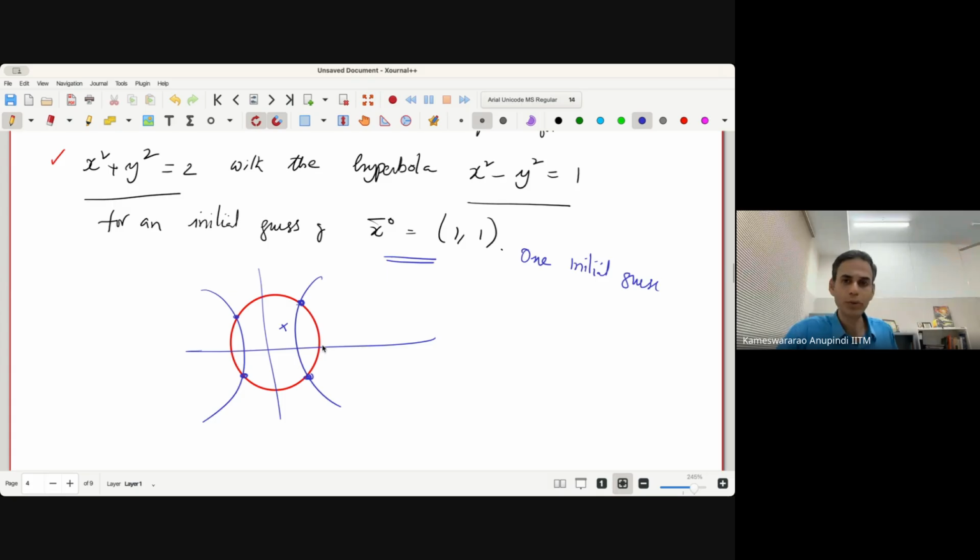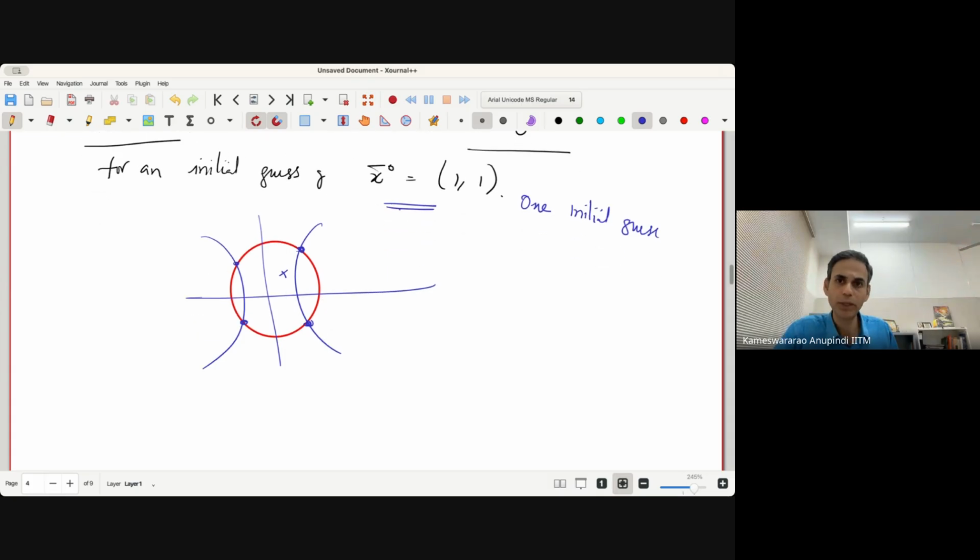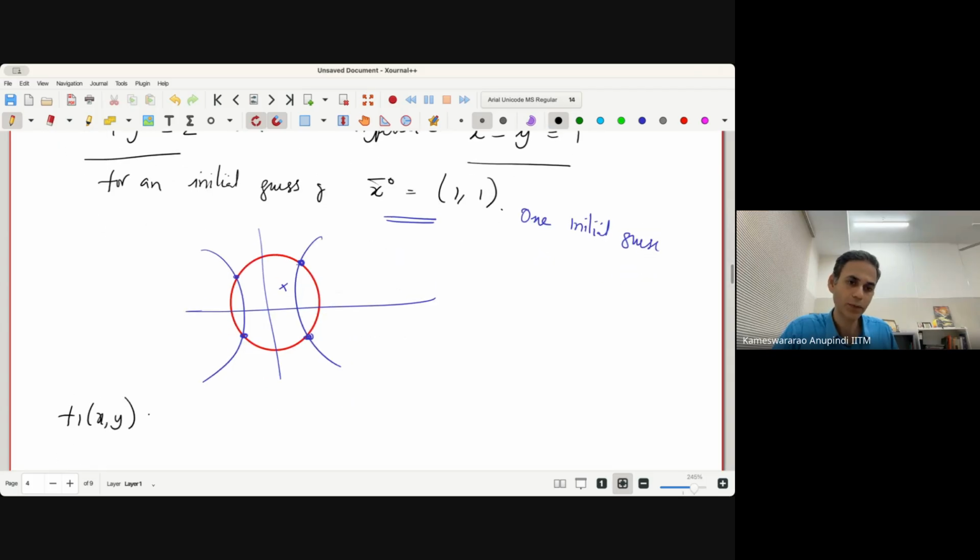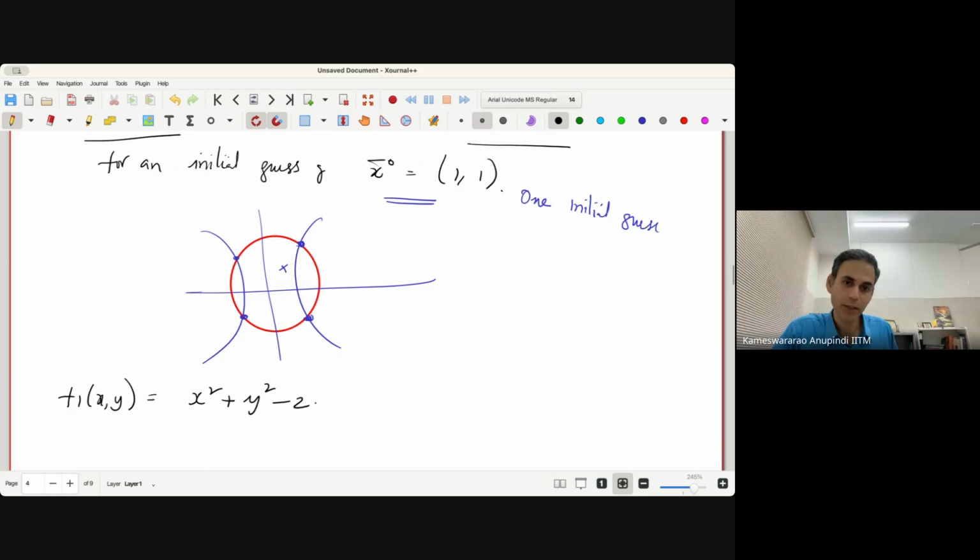Fine. So how do we solve this problem? The first function is f1 of x comma y. Instead of x1, x2, I have x comma y. This is going to be x square plus y square equals 2. I'm going to write this as x square plus y square minus 2 equals 0.